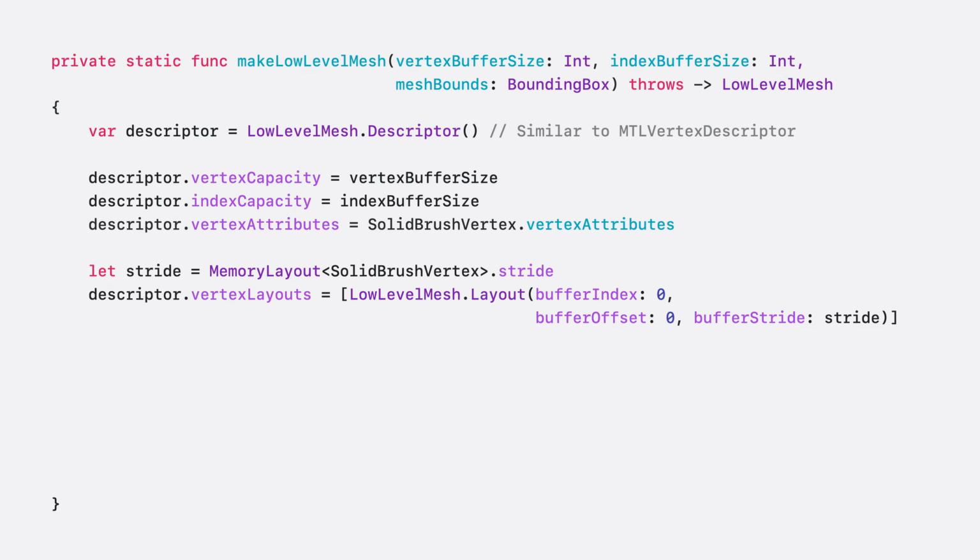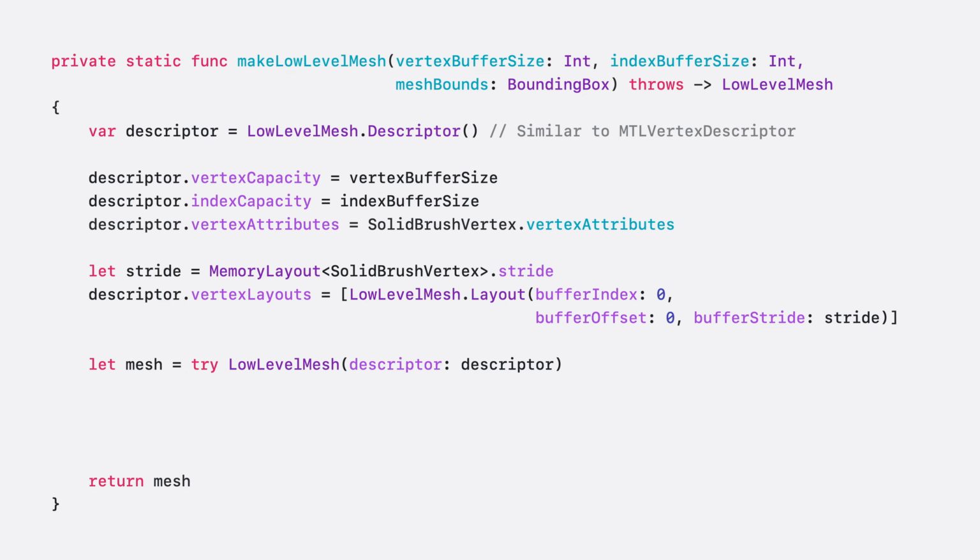Then, I'll make a list of vertex layouts. Each vertex attribute uses one of the layouts. Low-level mesh provides up to 4 metal buffers for your vertex data. The buffer index declares which of those buffers should be used. Then, you provide a buffer offset and the stride of each vertex. Most of the time, you'll only use one buffer, as we did here.